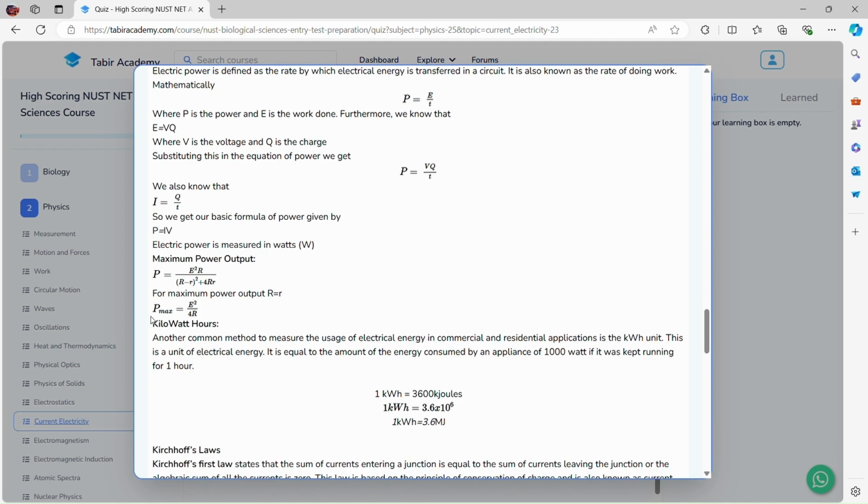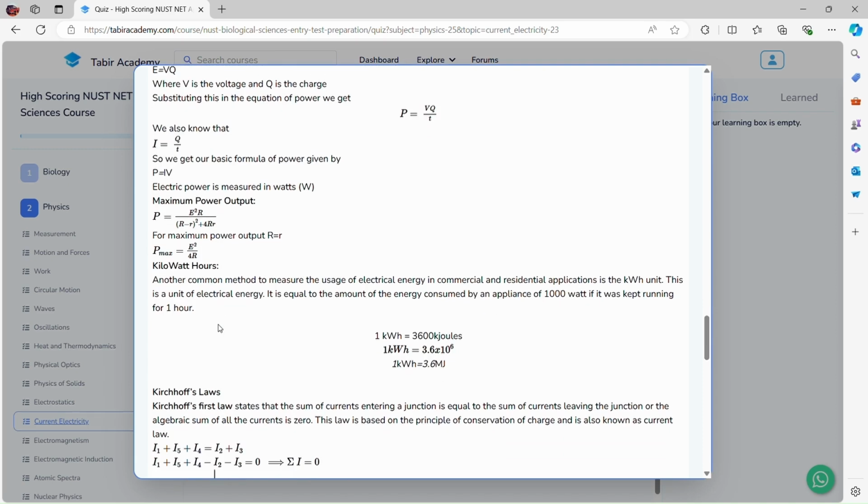Maximum power output is P equals E squared R over (R plus r) squared. For maximum power output, R equals r, and P max equals E squared over 4r.